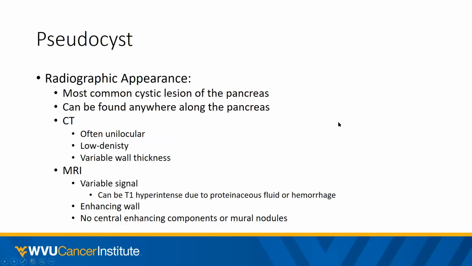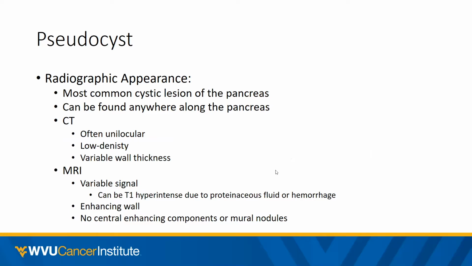So to start, in regards to the radiographic appearance of pancreatic pseudocysts, as Dr. Boone had mentioned, by far these are the most common cystic lesions of the pancreas that we're going to encounter. They can be found anywhere along the length of the pancreas, as well as in the peripancreatic tissues, and even in some cases in adjacent structures and viscera. By CT imaging, pseudocysts are generally going to be unilocular, of low density or fluid density, and their wall thickness can be variable depending on their state of maturity.